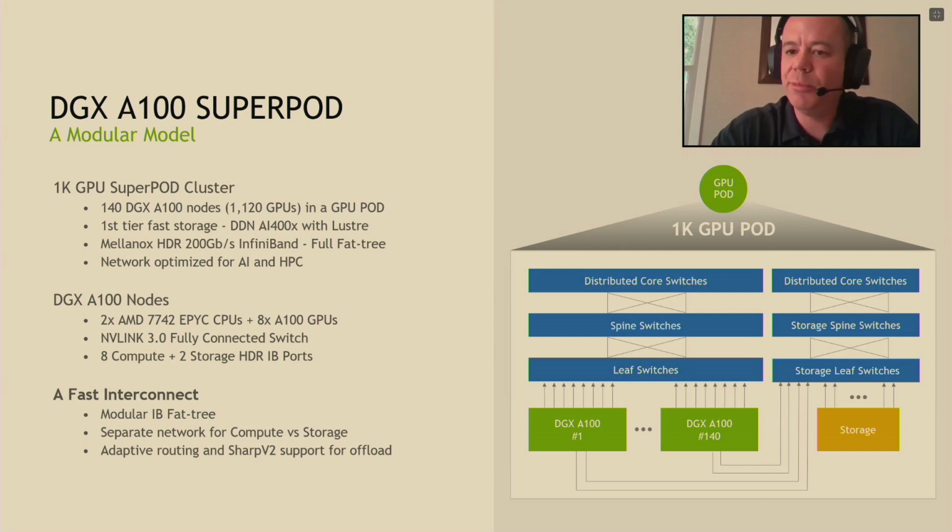I believe Paulius talked a little bit about Sharp offload, but it allows us to offload a lot of the reduction and communication computation into the switch fabric, which then improves flexibility and performance of this machine.